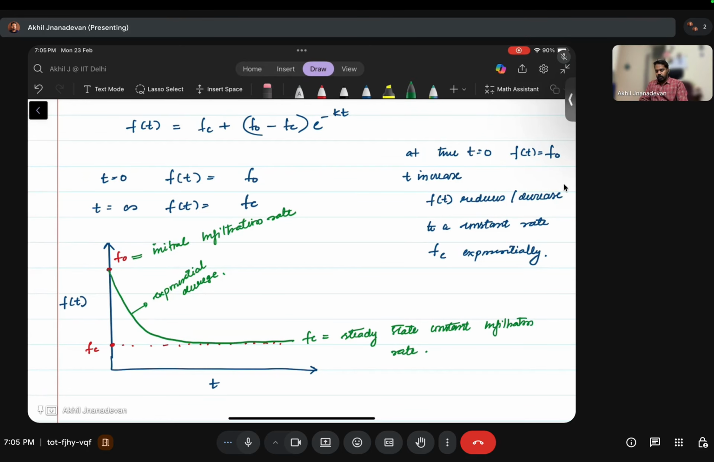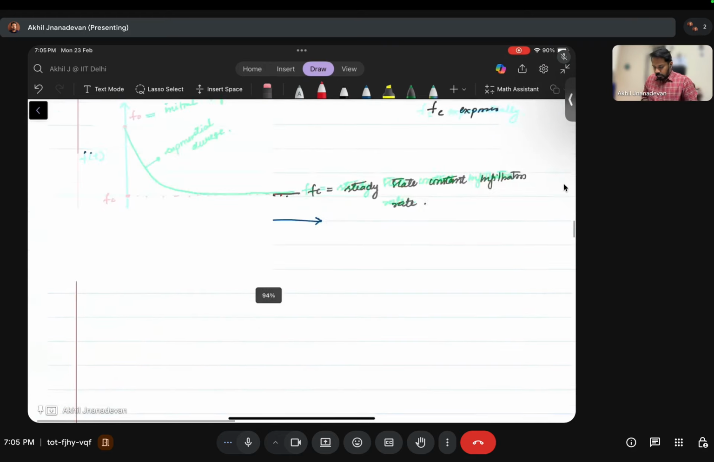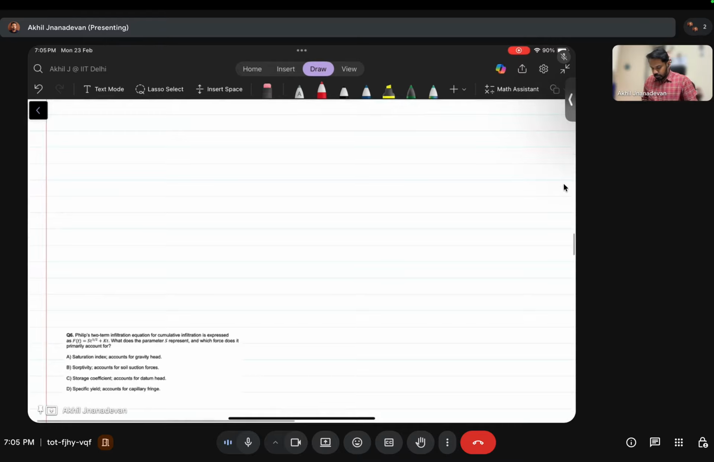So from the options, the first one is infiltration capacity at t equal to 0. It is not fc, right? It is f naught. The decay constant is nothing but k, the constant in e raised to minus kt. The final steady state infiltration capacity of the soil, yes. So the answer is C. And the cumulative infiltration option is also wrong. So that is about Horton's equation.